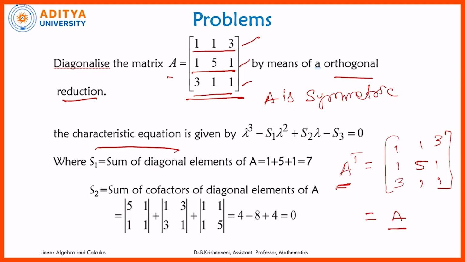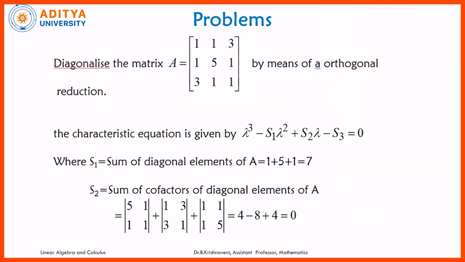In order to calculate that, first we need to consider the characteristic equation. So, the characteristic equation is given by lambda cube minus S1 lambda square plus S2 lambda minus S3 is equal to 0. Usually, you know the characteristic equation is |A minus lambda I| equal to 0. Since it is a 3 by 3 matrix, you can directly use this formula.